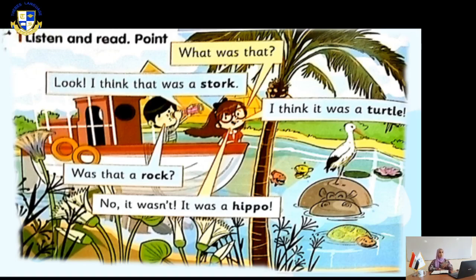Okay, so they talk about the picture. The boy says, I think that was a stork. I think it was a turtle. Was that a rock? The question form, we start with the verb was. No, it wasn't. It was a hippo.